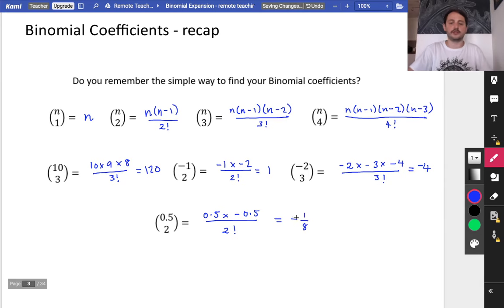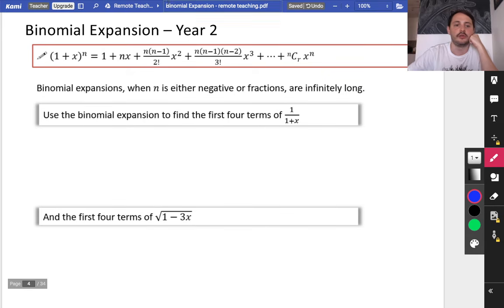Okay, so that's what the coefficients would be. So this is how we're going to generate these binomial coefficients, but we're going to generate them for negatives and fractional terms. It's going to be a lot easier when you see this with an example. So this is how we do binomial expansion, okay?